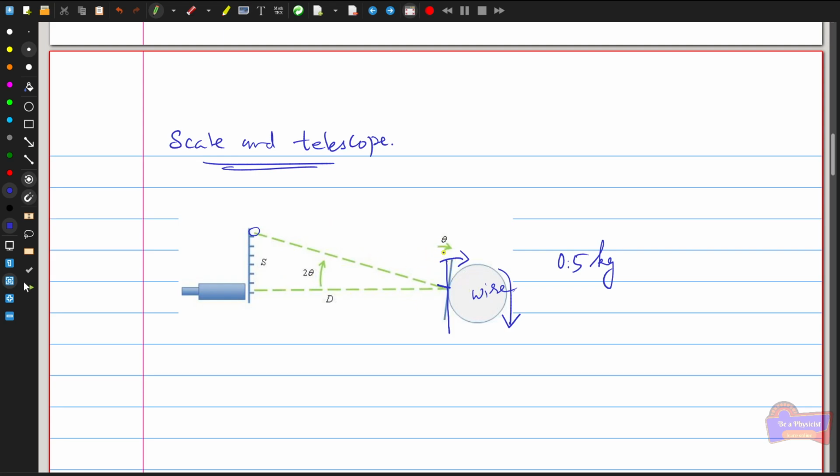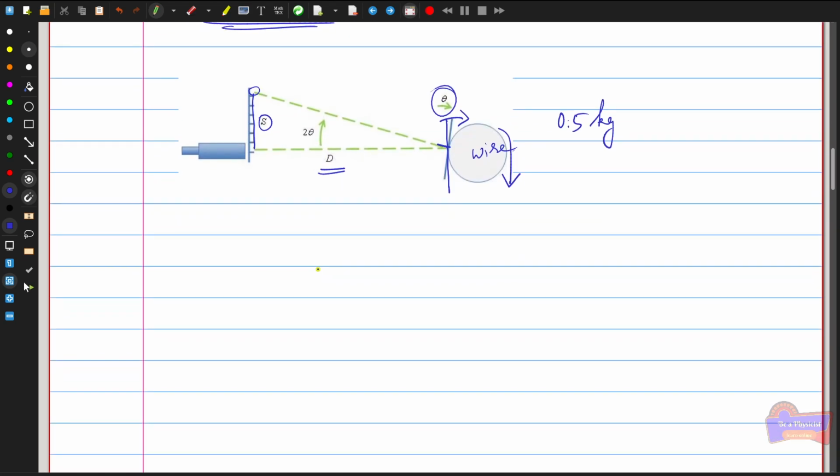So instead of directly calculating this theta, you are actually calculating the distance s. We already know this D, because the telescope and scale apparatus are placed at some distance which is taken as D, and if you know the s, then you can easily calculate the 2 theta. From this we can easily calculate the theta: the value divided by 2, we get that as theta.